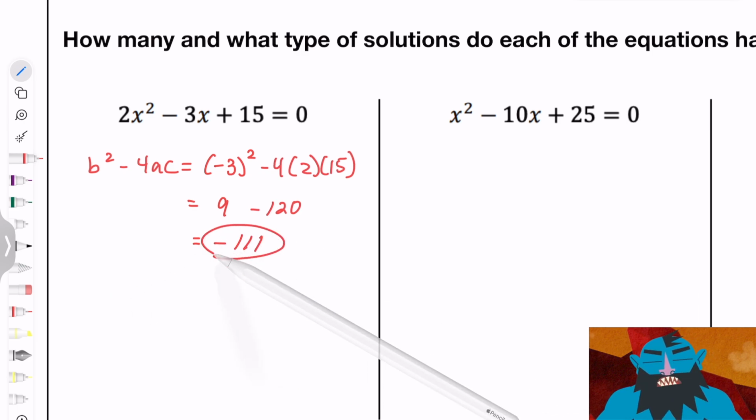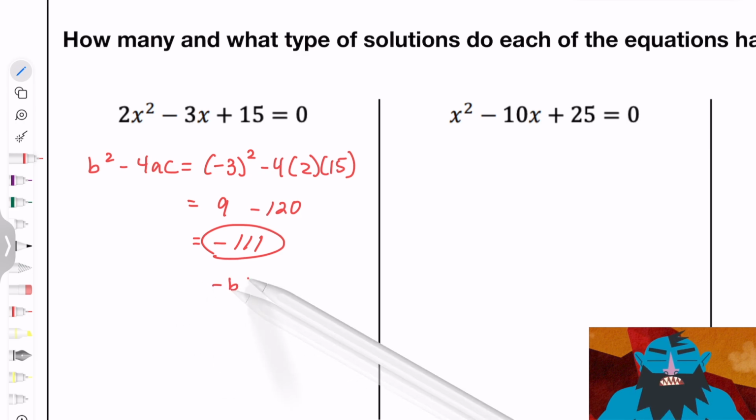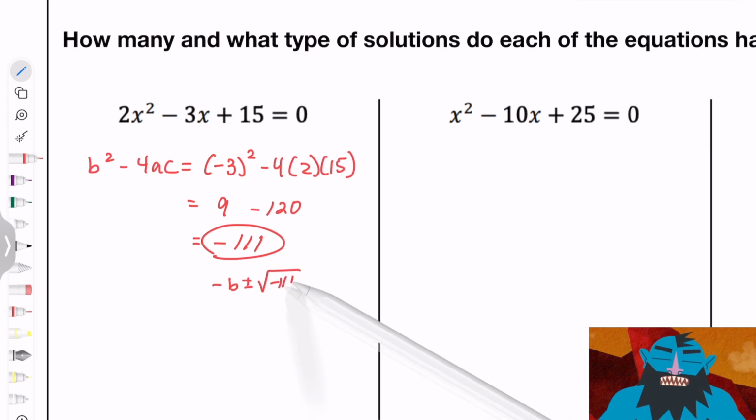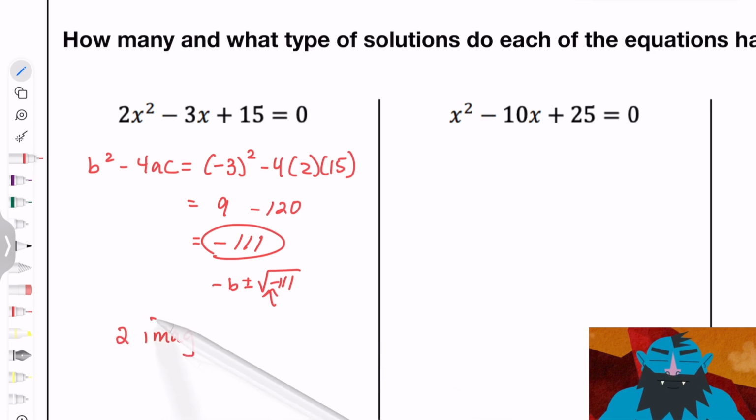And so that's negative. So, you know, you can figure this out yourself, but it'd be negative b plus or minus the square root of a negative 111, and that's going to give you imaginary numbers. So we say it has two imaginary solutions. That's all we do when we are asked to describe it. We don't have to find them.